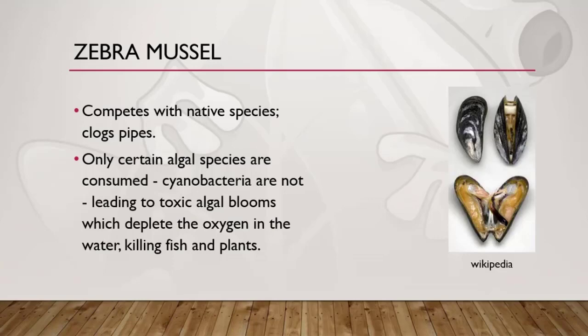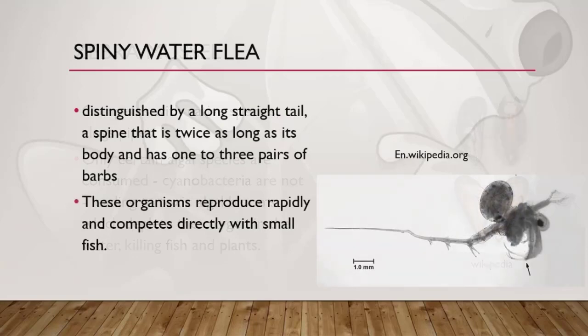The zebra mussel is striped like a zebra. It feeds on algae, but unfortunately not cyanobacteria, which causes toxic algal blooms, detrimental to the health of the water and everything that lives in it. The spiny water flea is an interesting looking macroinvertebrate that can span 15 millimeters in length. Its spine is twice as long as its body and has 1 to 3 pairs of barbs. These animals compete for food from small fish and have an adverse effect on zooplankton.